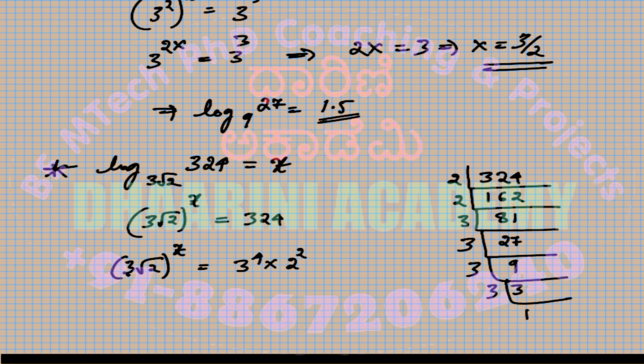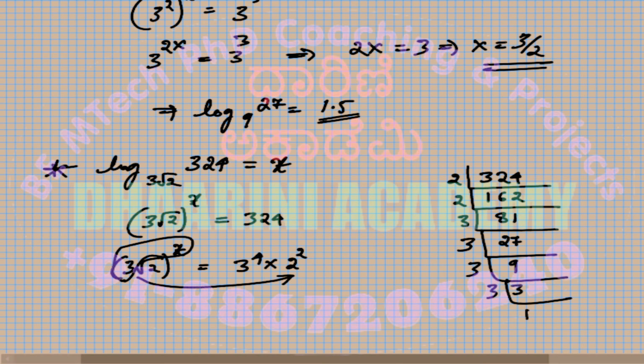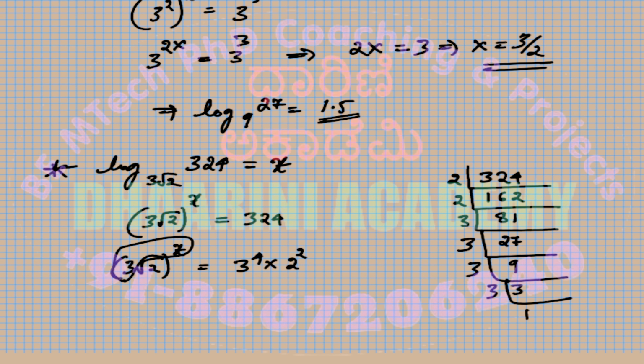Right? I can see 3 to the power x, but I need a root 2 here. How do you bring a root 2? I have to raise the common power for 3 as well as root 2.